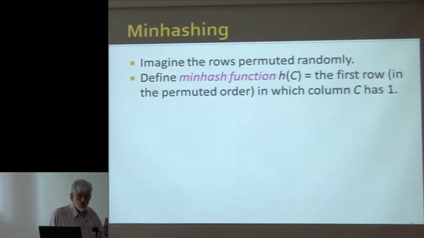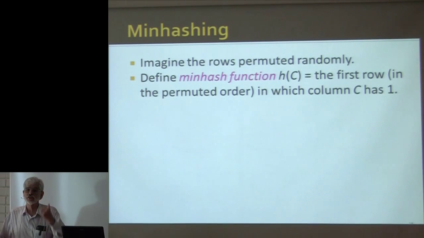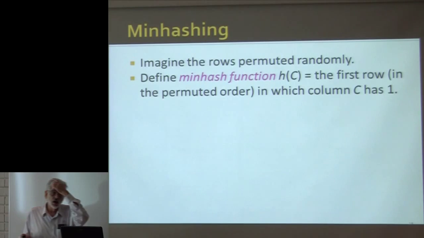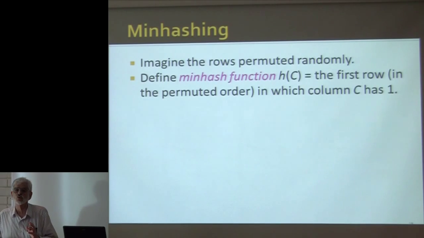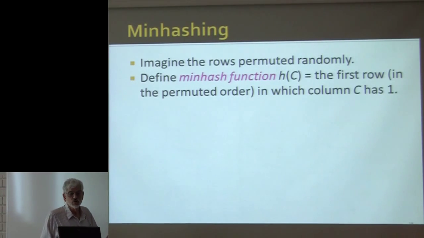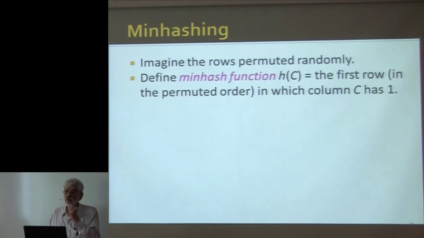Now, to describe Minhashing, first of all, I'm going to do a large number of Minhashings. Think of it as 100 different Minhashings. I'm just going to describe how I would do one of them. To describe one, I want you to imagine that I have permuted the rows, taken some random permutation of the rows. This random permutation defines a min-hash function H. And H applied to a column is the first row in the permuted order in which that column has a 1. So it's the top 1 after permuting the rows.